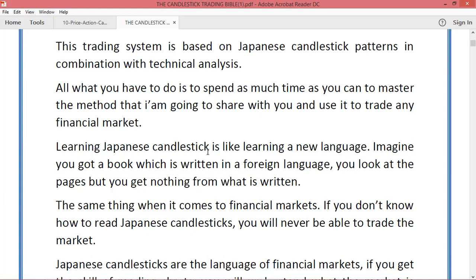Learning Japanese candlesticks is like learning a new language. Imagine you got a book written in a foreign language. You look at the pages and you get nothing from what is written. That is the reason why, when you look at your chart, you might ask: what is the meaning of this blue and red thing? Why is it going up? Why is it going down? That is what you're about to learn here. The same thing applies to the financial market. If you don't know how to read Japanese candlesticks, you will never be able to trade the market. That is very, very true.